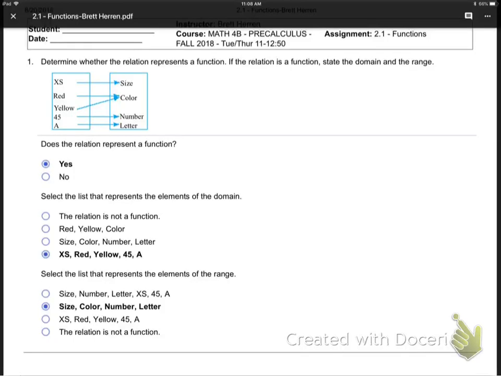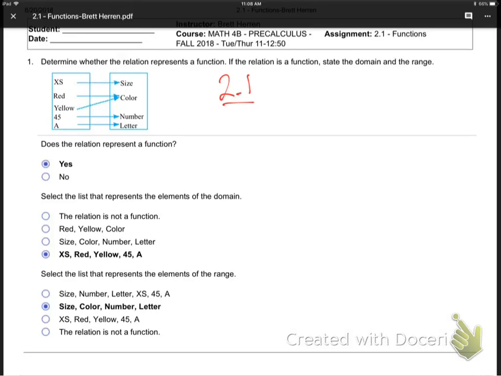Okay, so here we go. We're in section 2.1, which is functions. Let me just write it up here. Well, no, actually I'm going to use the screen. So we're looking at functions in 2.1. I don't know if that's big enough. Yeah, you can see that.